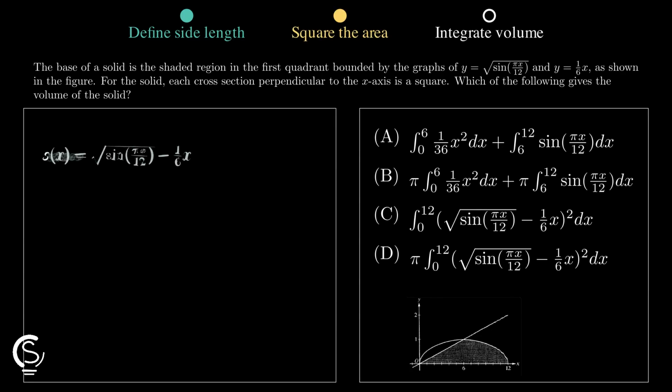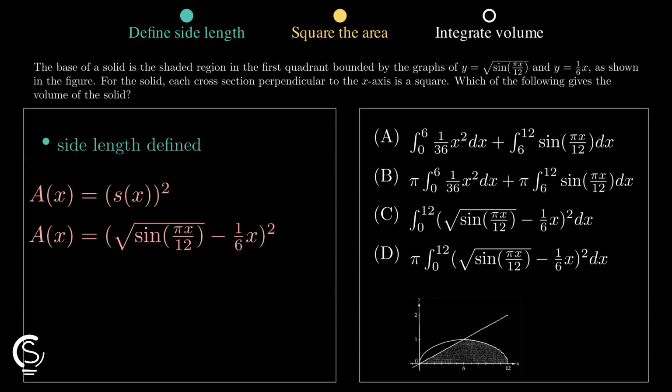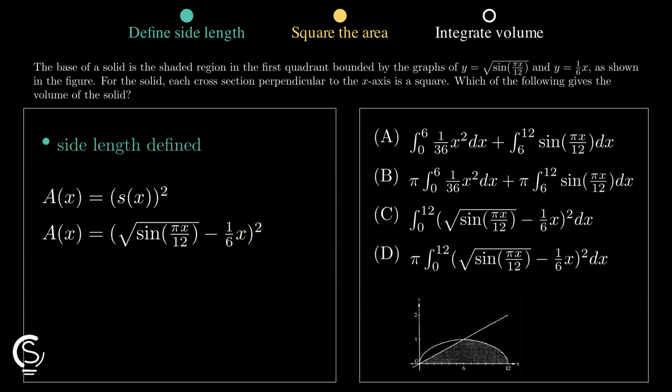Since each cross-section is a square, its area is simply the side length squared. This expression represents the area of a single slice at any given x-coordinate along the base.